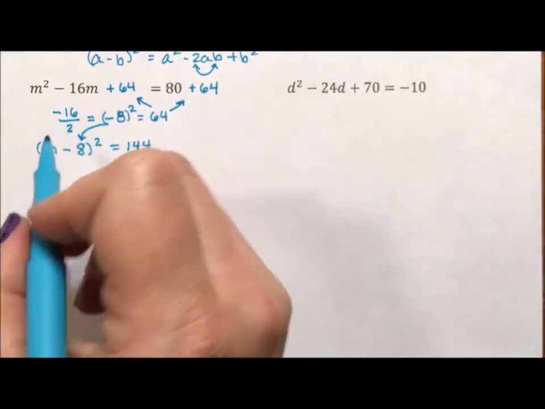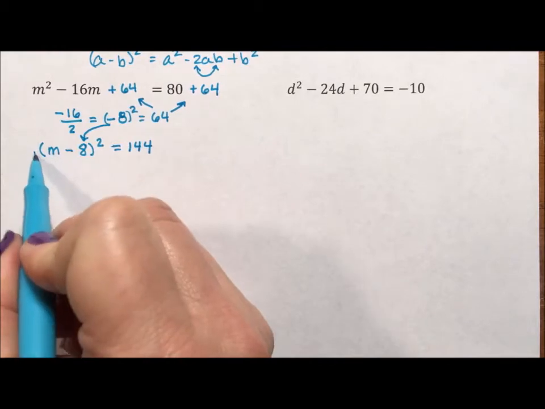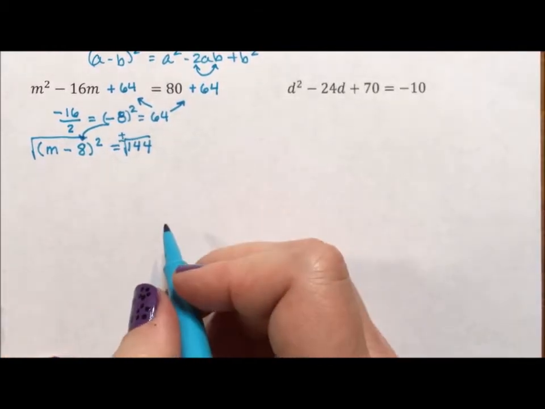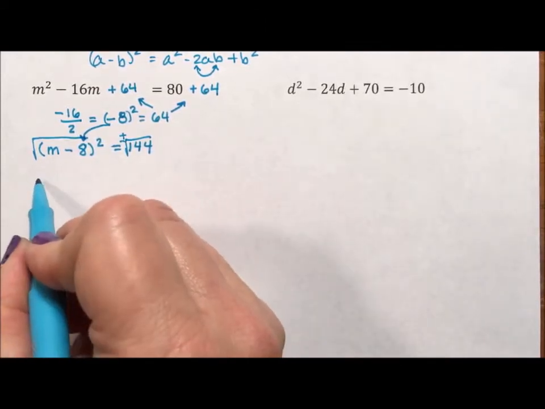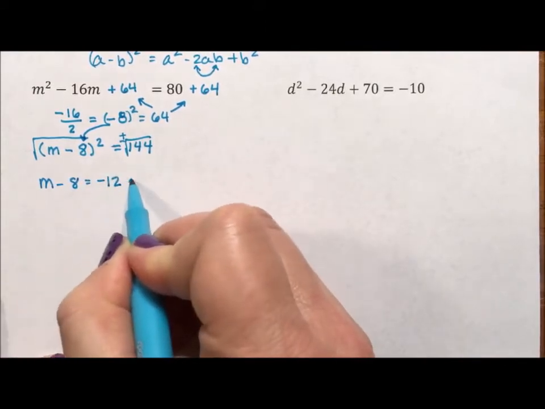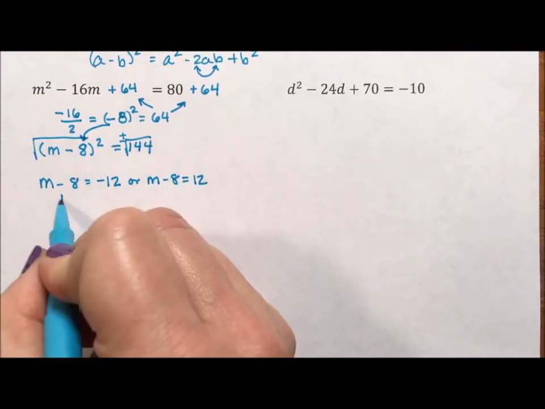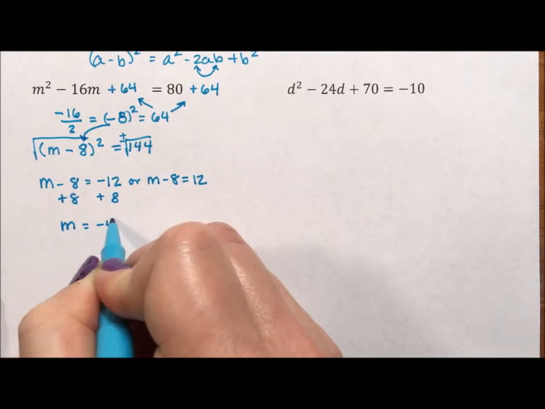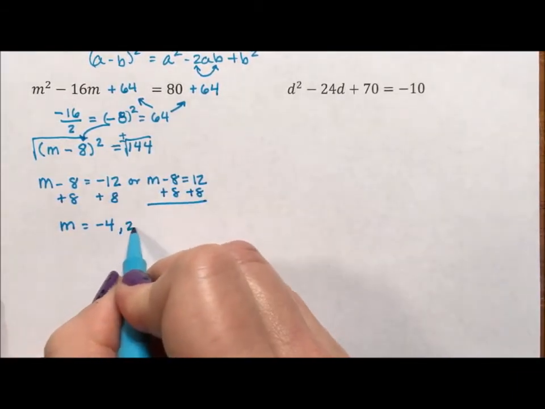Now to solve this, because I only have a single term with a variable, I'm going to square root both sides. I need to put a plus or minus because if I introduce the square root, I have to acknowledge that it could have come from a positive or negative place. So m minus 8 is equal to negative 12, or m minus 8 is equal to positive 12. If I add 8 to both sides, I get that m is equal to negative 4 or 20.